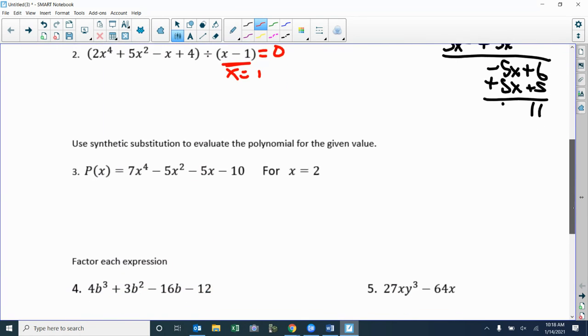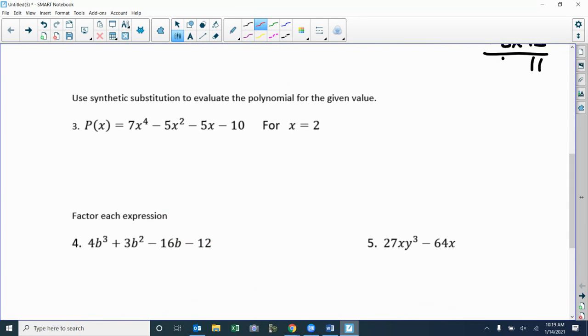All right, here we go. Number 3 is synthetic substitution. Just like synthetic division, we're not gonna put the x's in there. All we're really concerned about is our remainder, okay? So again, if we're missing some numbers, we better take care of that.